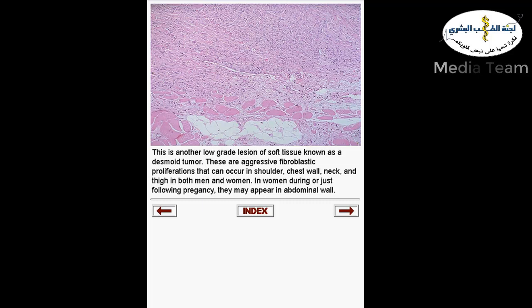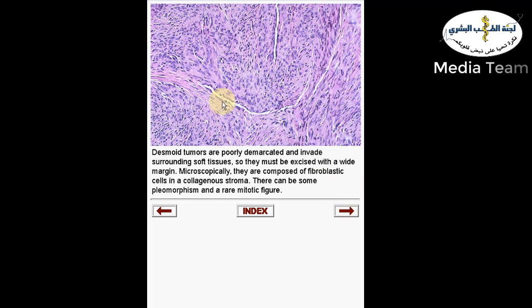Extra-abdominal, the most common sites are the neck, the shoulder, and the chest. Okay, in this upper area, the neck, shoulder, and chest, they present as masses in one of these parts. And sometimes it also affects the thigh. It presents as a thigh mass. So you may be afraid that it could be some kind of sarcoma or a malignant tumor. But it's actually not. It's only a desmoid tumor.